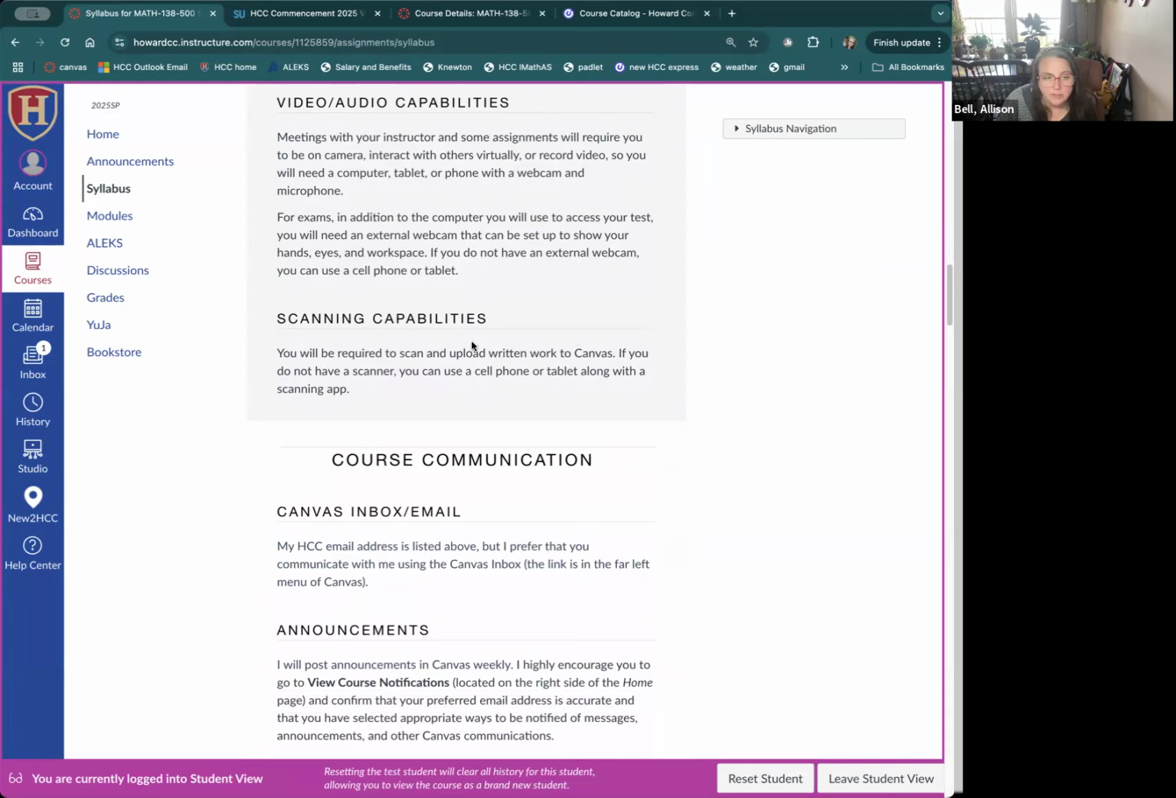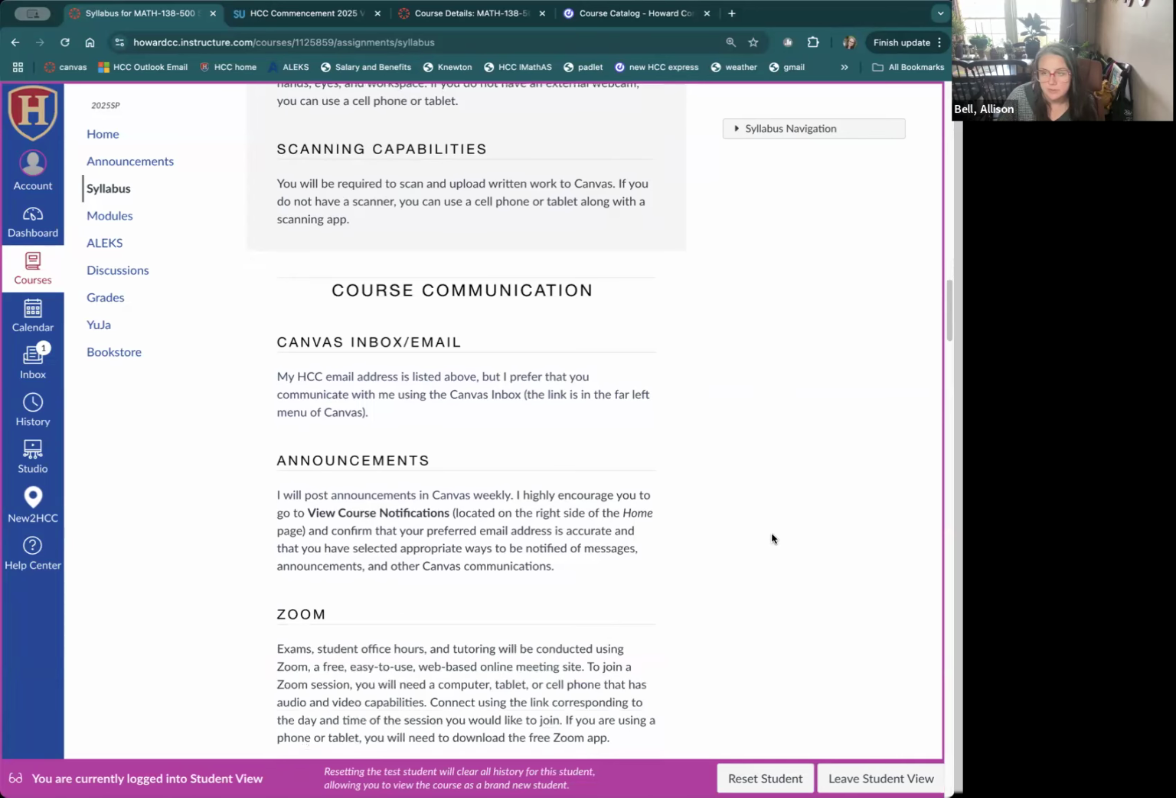Our final requirement is scanning capabilities. You will be asked to submit some written homework, and so we're going to have you use your smartphone as a scanner, and everybody will be able to do this. There are instructions on each of the homework assignments if you've never done this before.